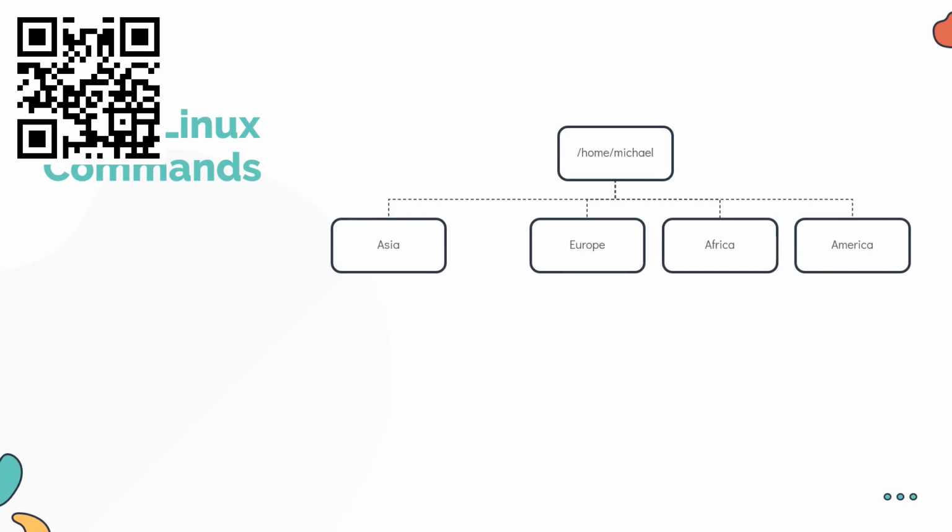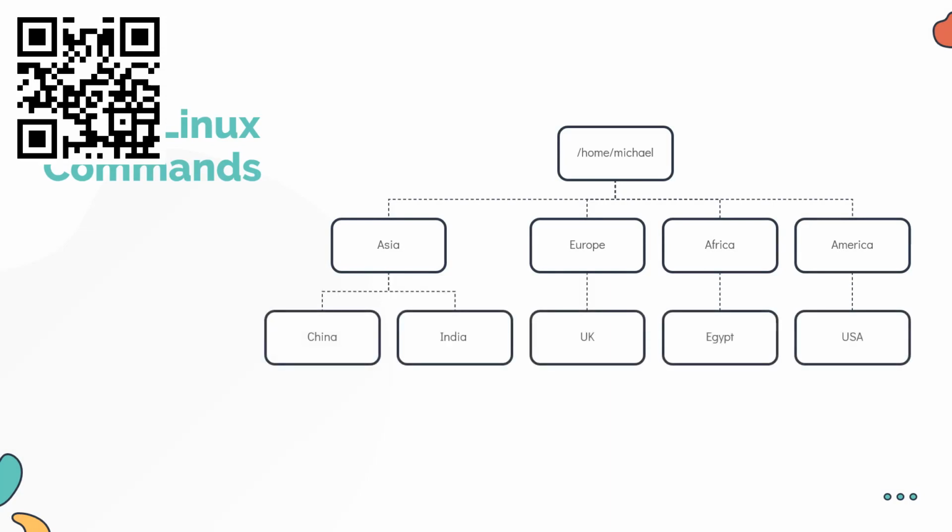These directory names represent the continents: Asia, Europe, Africa, and America. Under each continent, there is at least one country, and under some countries, there is a city. Each item in this diagram represents a directory.